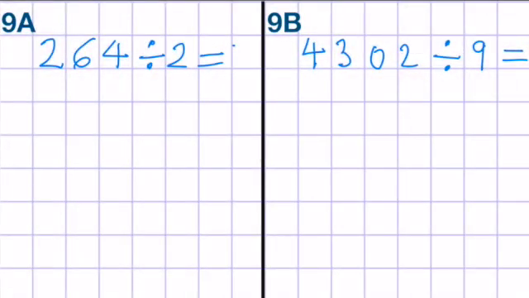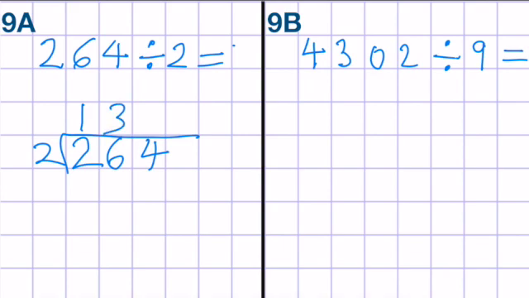9A is 264 divided by 2, and 9B is 4,302 divided by 9. 264 divided by 2, let's use the bus stop method. So 2 goes into 2 one time, 2 goes into 6 3 times, and 2 goes into 4 2 times. So the answer is 132.